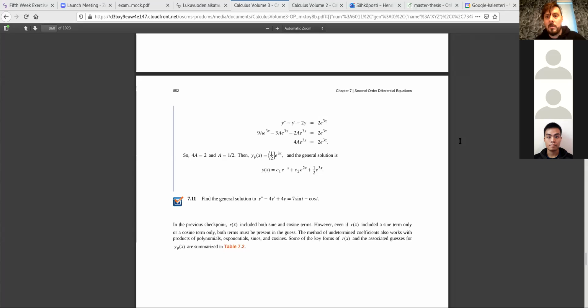Find the solution to the homogeneous equation, generate the candidate a sine of t plus b cosine of t, solve for a and b, and four, express the general solution.